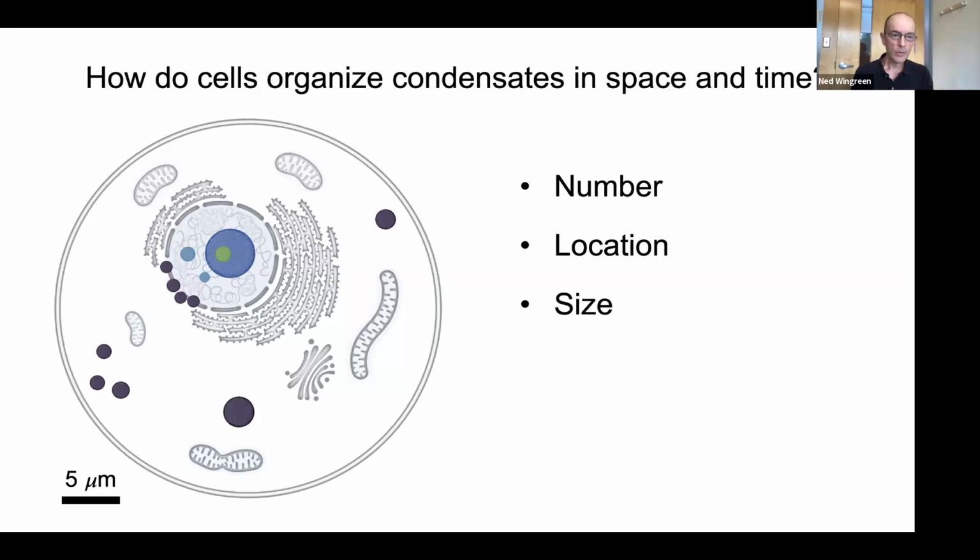We did some work some time ago on enzyme clusters, and it turns out there's a preferred size for those. If they're too big, then they get starved for substrates. If they're too small, then the intermediates escape. So again, all of these things could be very important for the function of condensates. And so cells, presumably over the course of evolution, have learned how to control these properties of the condensates, their number, their location, and their size.